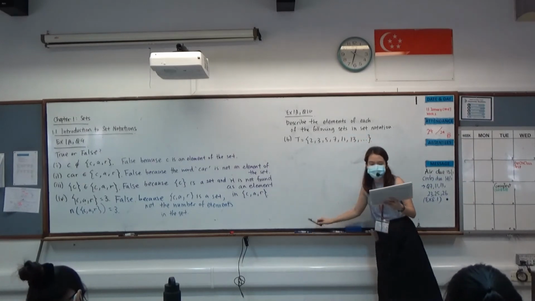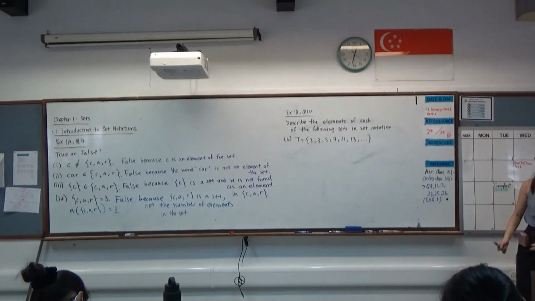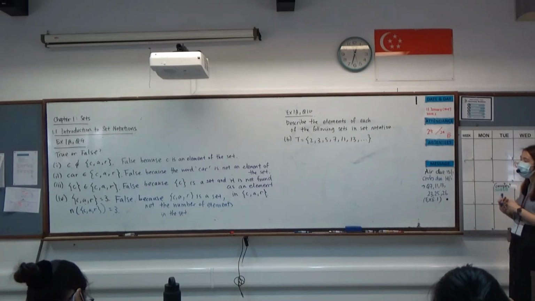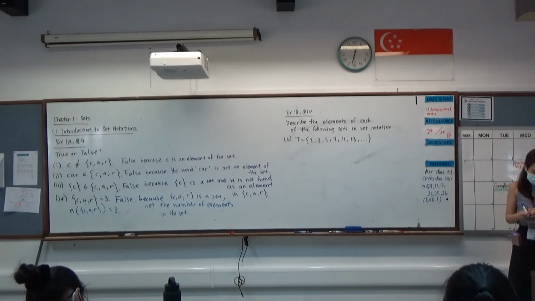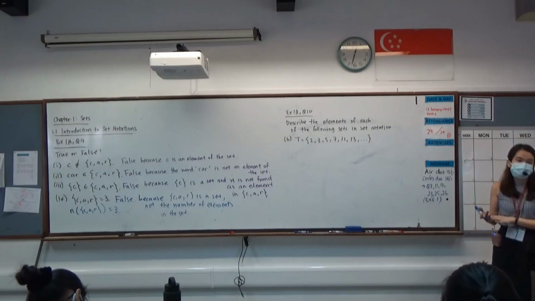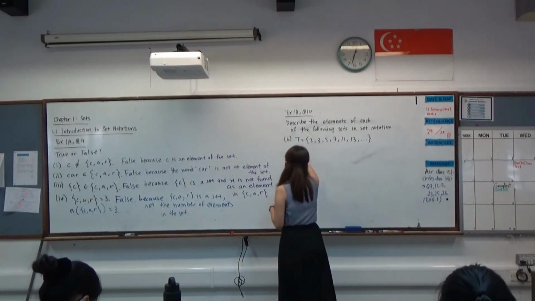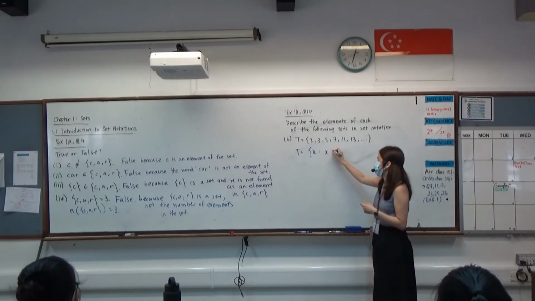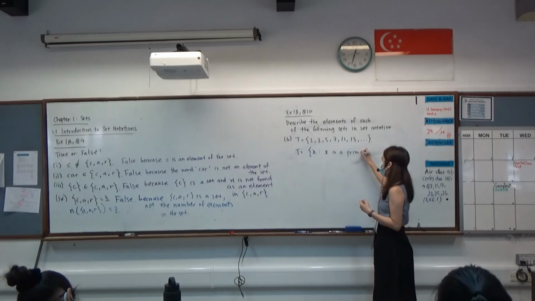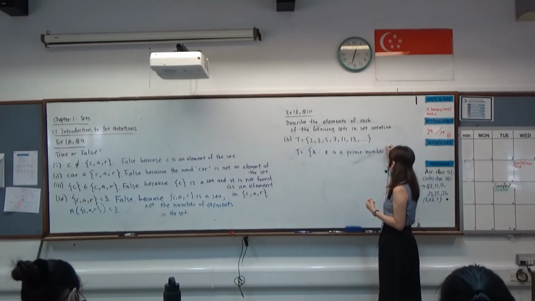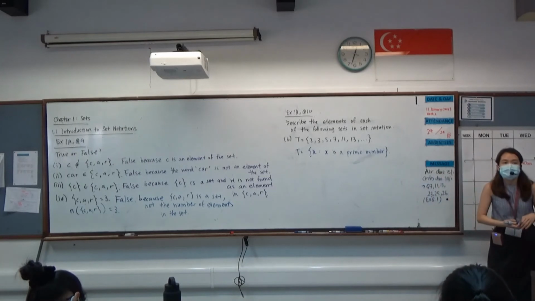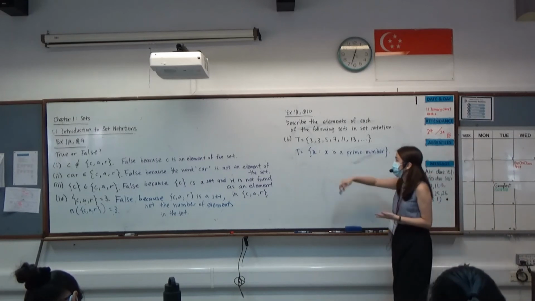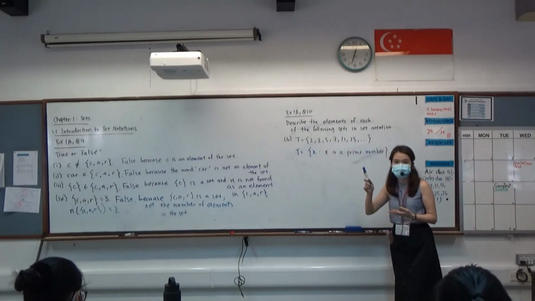If we want to describe the elements of this set in set notation, I'm looking at part B. We have that the elements are 2, 3, 5, 7, 11, 13. Okay, Joseph says that they are prime numbers. So therefore, in describing it, I'll write that X is such that X is a prime number. I need you to be able to recognize prime numbers at this juncture already. So 2 is a prime number, 3, 5, 7, 11, 13, they are all prime numbers.